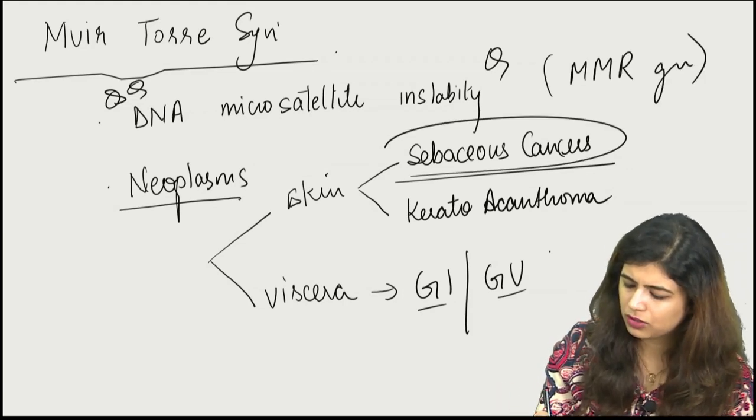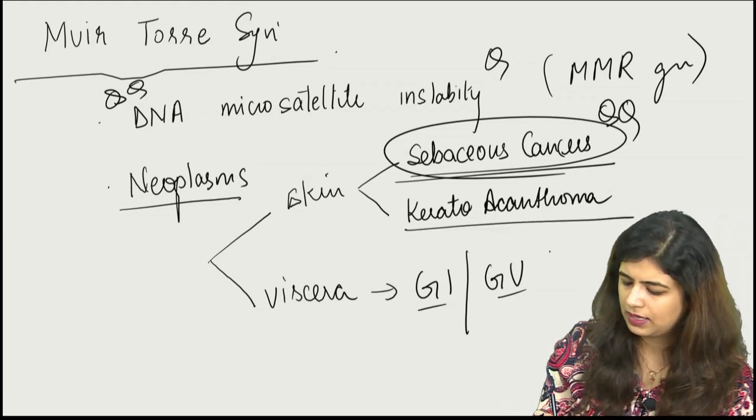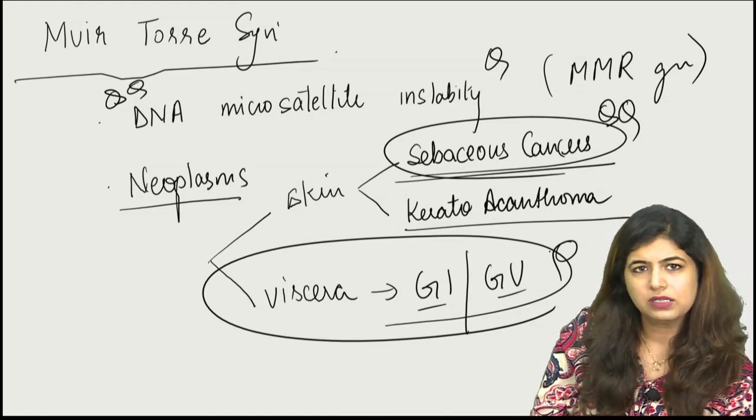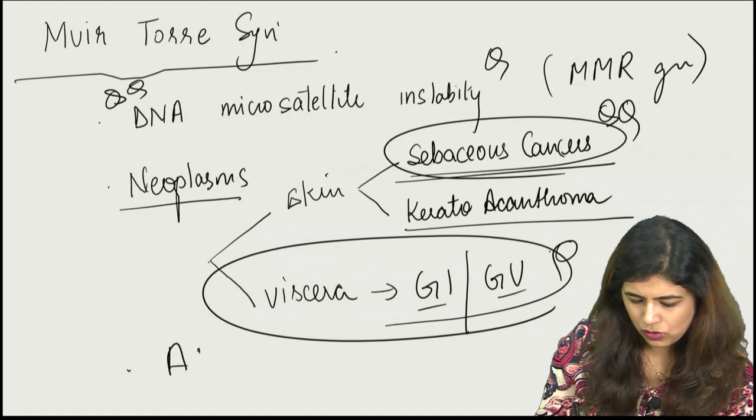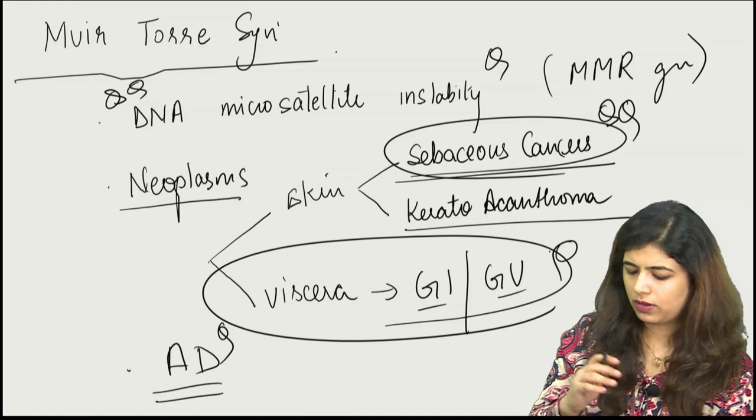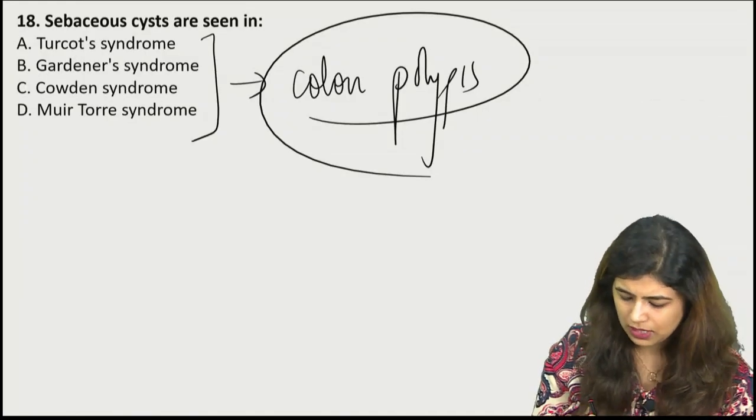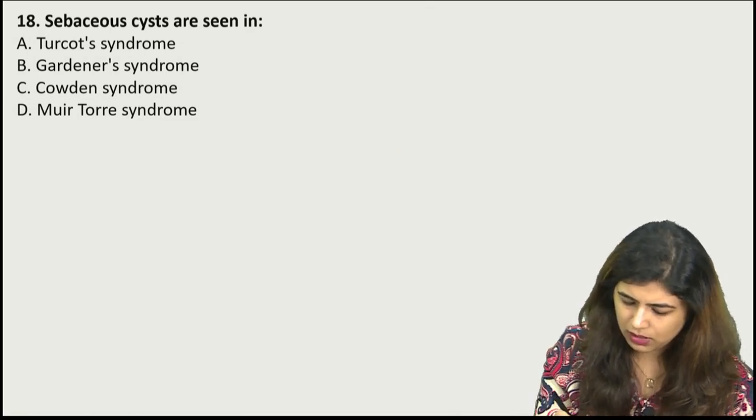Then you get questions on sebaceous cancers and visceral malignancies. Clear? This is about Muir-Torre syndrome, and that it also has an autosomal dominant inheritance. So apart from the question, we have also covered the other options, which I hope will help you with the exam.